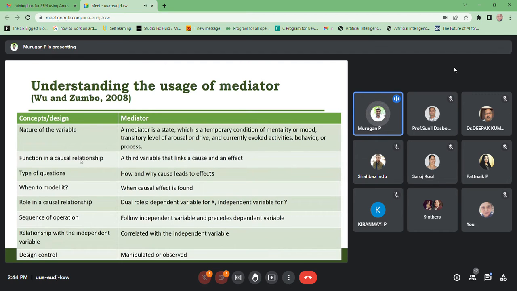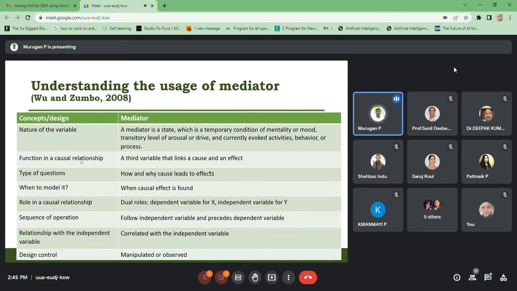Role in a causal relationship: dual role, dependent variable for X, independent variable for Y. Which means that in the X to M relationship, the mediator is acting as a dependent variable for your focal X. The same mediator is acting as an independent variable for your dependent variable, your final outcome called Y. That's the reason they say dual role. Then sequence of operation: it follows the independent variable and precedes the dependent variable. In relationship terms, it will definitely have a correlation with X as well as Y.